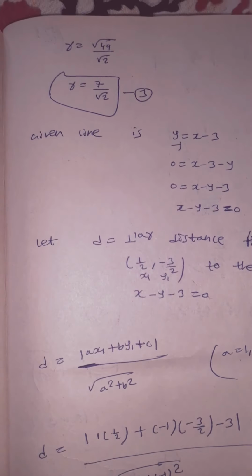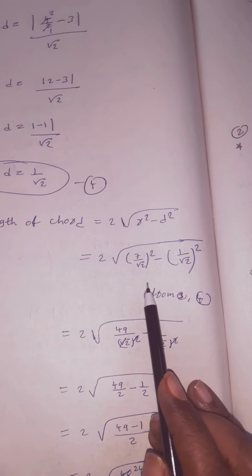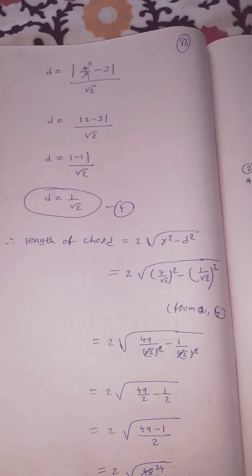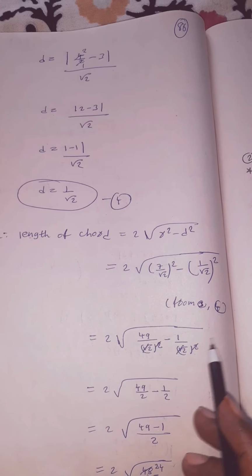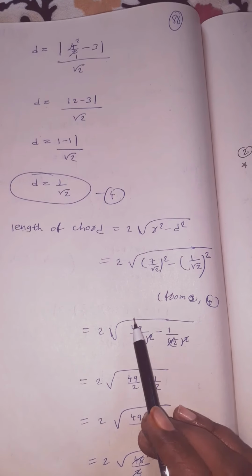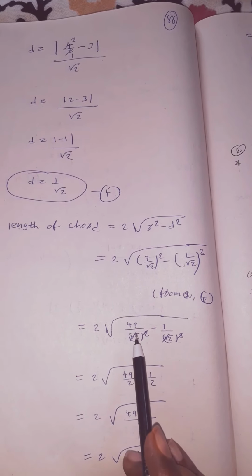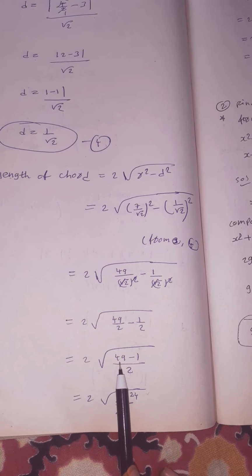So what is the value of r we got, children? 7 by root 2. So (7 by root 2) whole square minus d value, which is (1 by root 2) whole square. From where did I write this? From 3 comma 4. 7 square is 49 by root 2 square, minus 1 square, 1 by root 2 square. The square and root cancel, so both are like fractions.